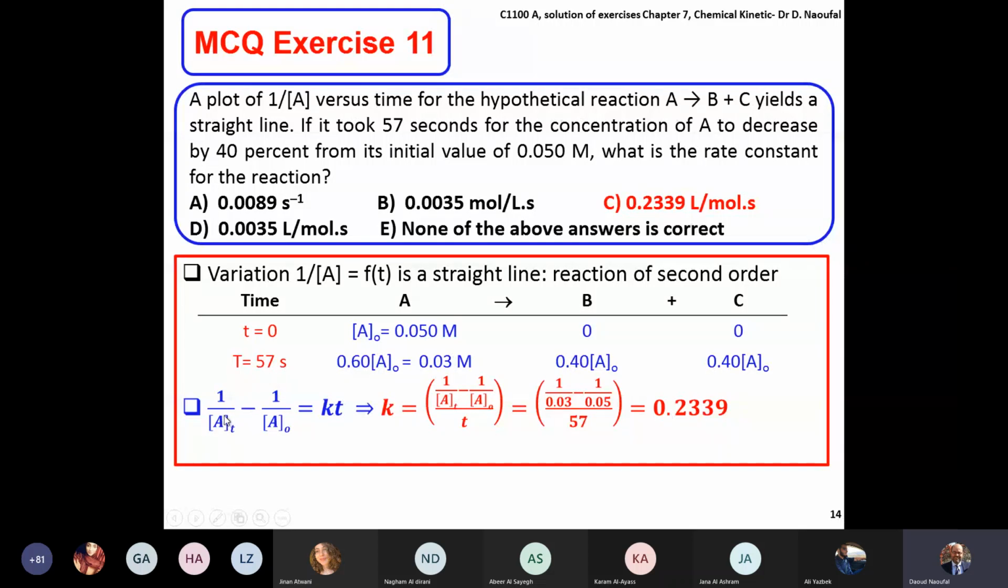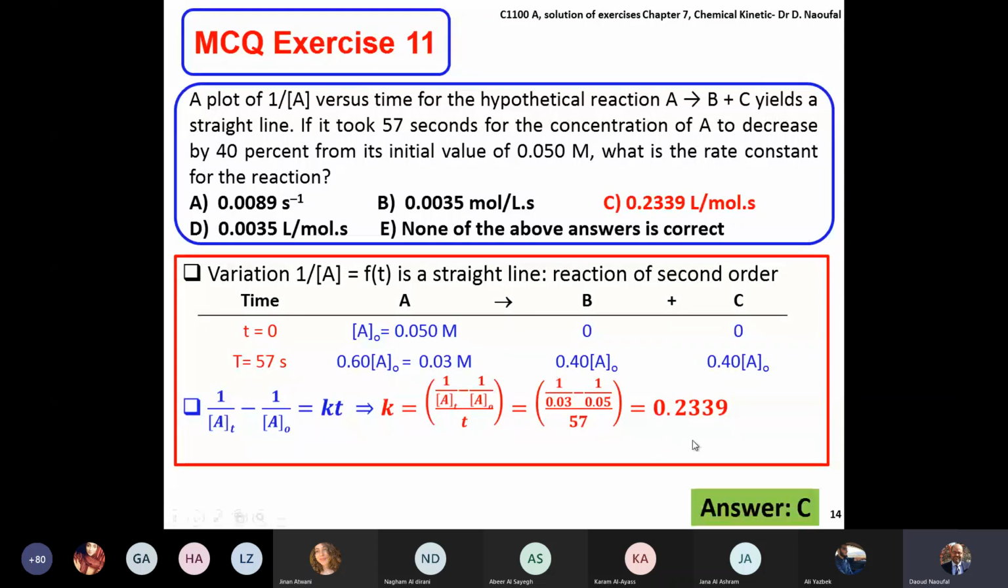So 1 over the concentration of A at 55 seconds minus 1 over concentration of A0 equals k, which is the rate constant, times the time, which is 57 seconds. So k equals concentration divided by t, equals 1 over 0.03 minus 1 over 0.05, divided by the time 57.